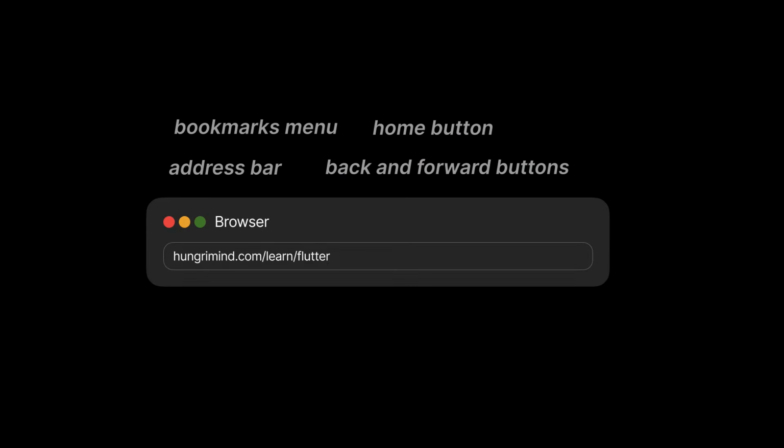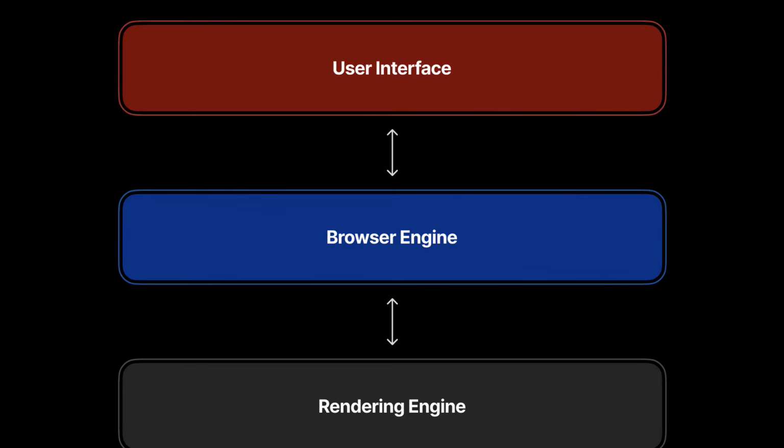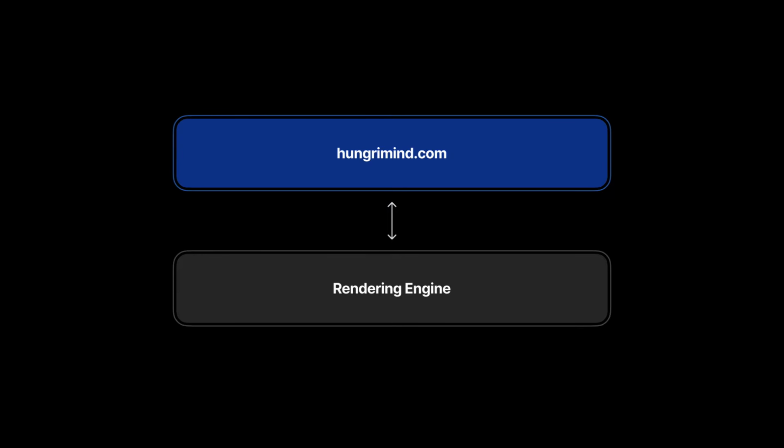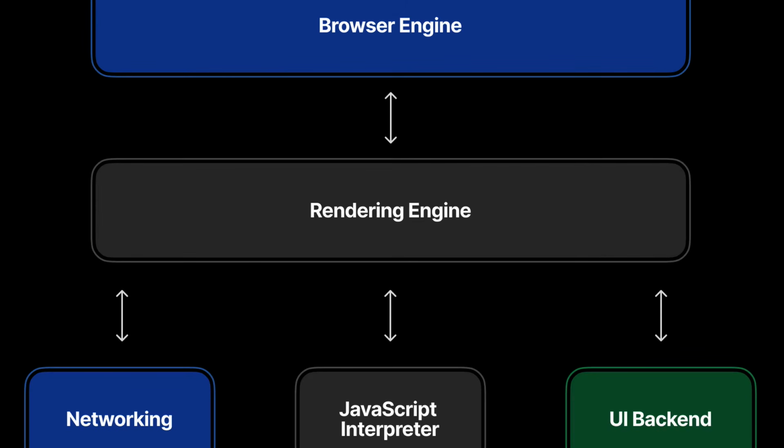UI includes all the elements you directly interact with, such as the address bar, home button, and settings. It is the visible layer of the browser. The browser engine acts as an orchestrator or bridge between the user interface, UI, and the rendering engine. It takes inputs from the UI, like a URL entered in the address bar, and relays commands to the rendering engine. The rendering engine is responsible for displaying the requested content.